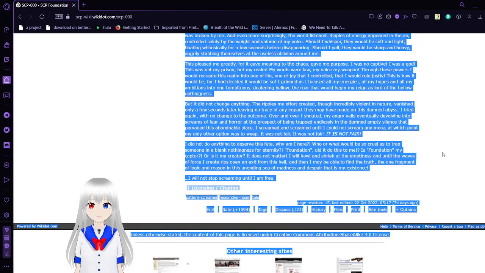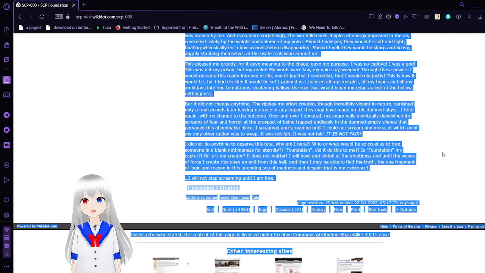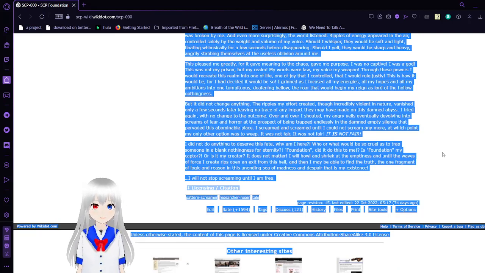This pleased me greatly, for it gave meaning to the chaos, gave me purpose. I was no captive, I was a god. This was not my prison, but my realm. My words were law, and my voice my weapon. Through these words, I would recreate this realm into one of life, one of joy that I controlled, that I would rule justly. This is how it would be, for I decided it would be so.